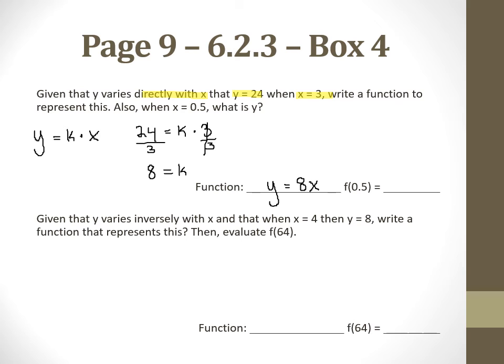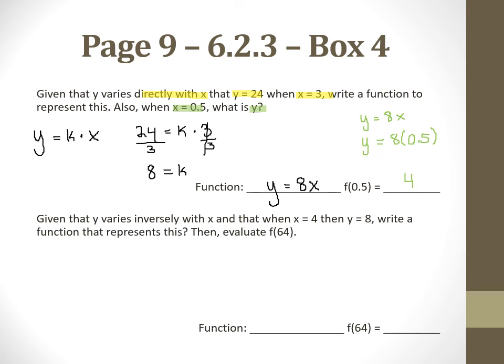And they want us to do a little extra practice here plugging numbers into the equation. So it says when x is 0.5, what is y? So we're going to use this equation that we just came up with, y equals 8x, and see what we get if we plug in x is 0.5. So y equals 8x becomes y equals 8 times 0.5. So the y value or the function value when x is 0.5 is 8 times 0.5, or 4.